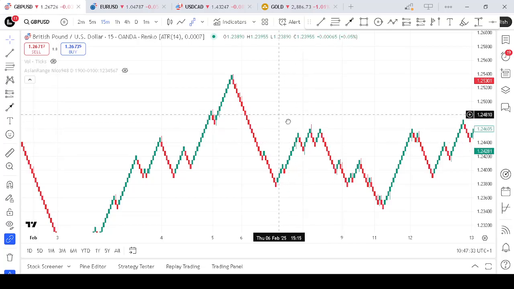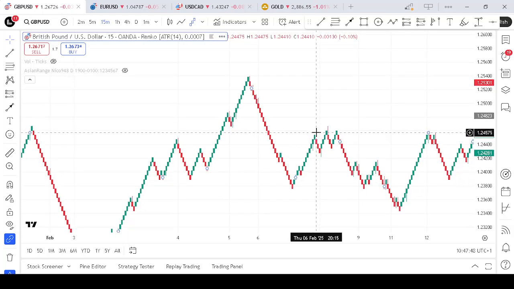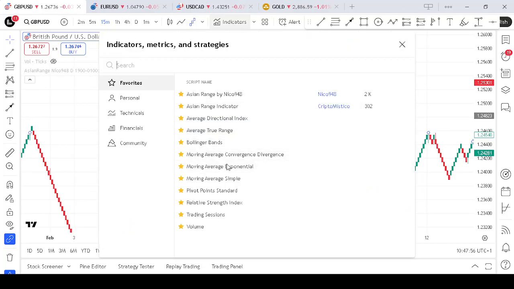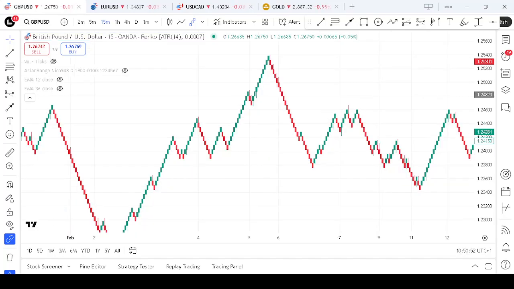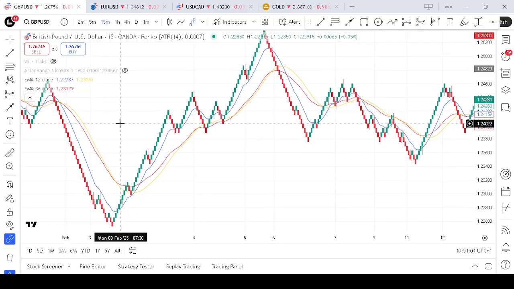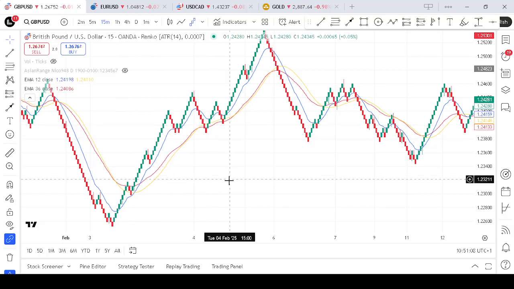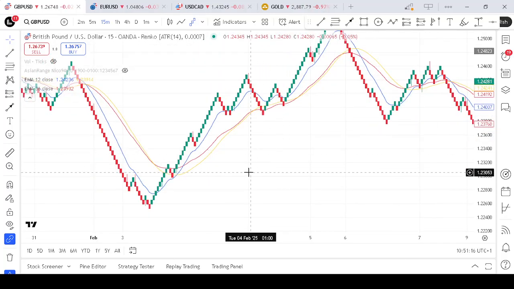Now let's focus on how exactly we can trade using the Renko strategy consistently. Your first step is to set up your Renko chart with 3 exponential moving averages. We have to set up our Renko chart with our exponential moving averages: the 12 moving average, the 24 moving average, and the 36 moving average. These EMAs work together to identify trend direction and potential reversal points, as you can see from the chart.